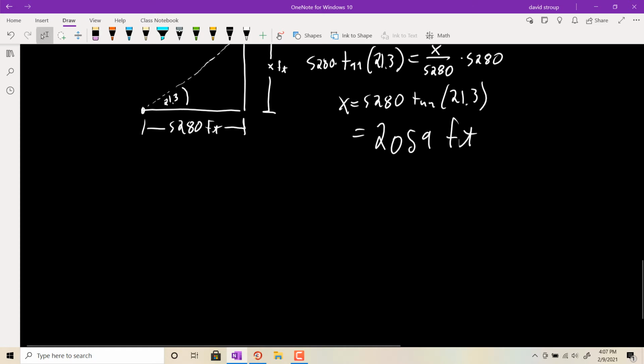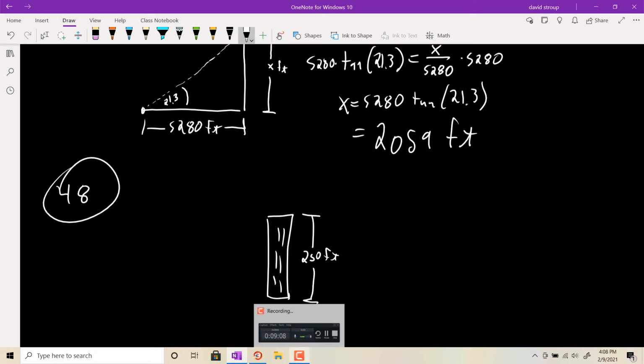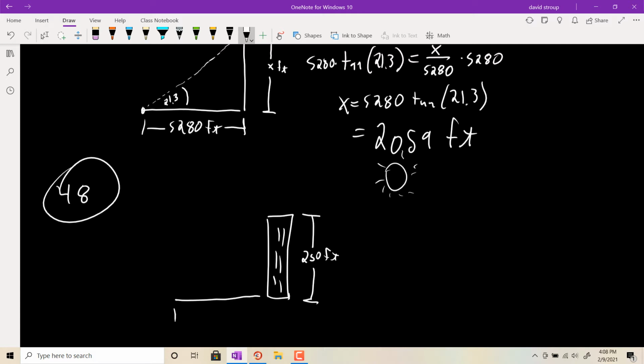Okay, let's look at another one. This is 48 in the book. And what do we got? A building that is 250 feet high. So we have a building this time. It casts a shadow 40 feet long. So I'll pretend the sun is over here, and we're casting a shadow 40 feet long.